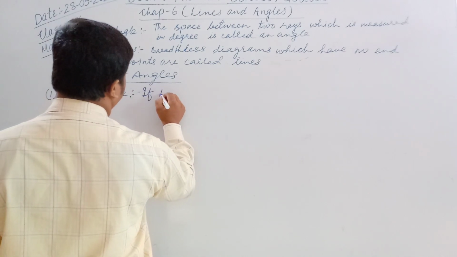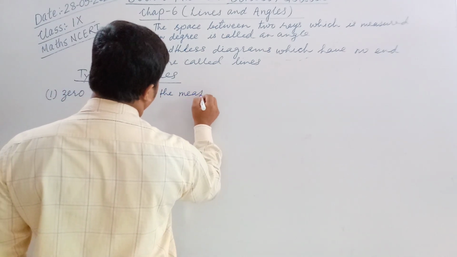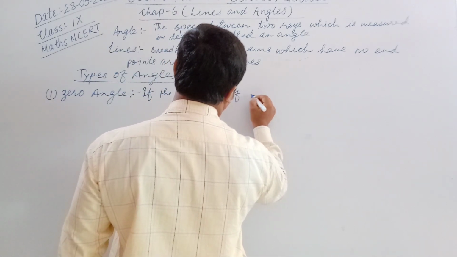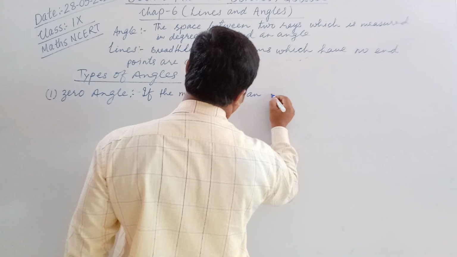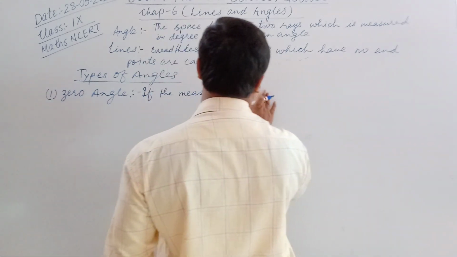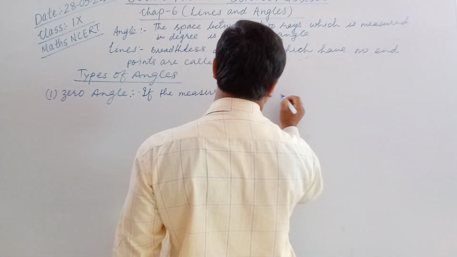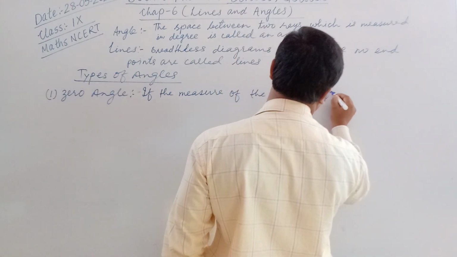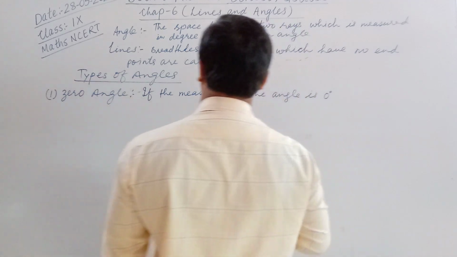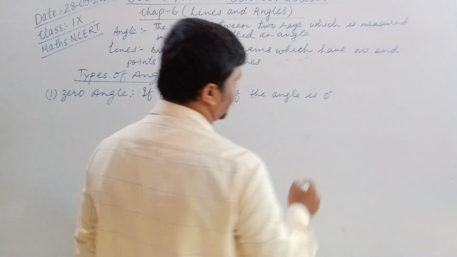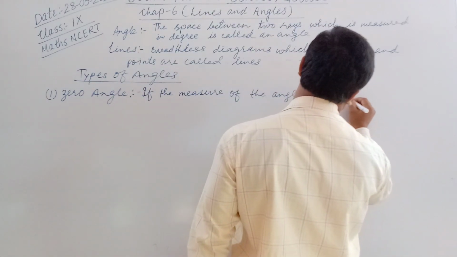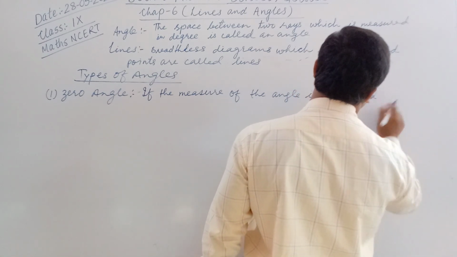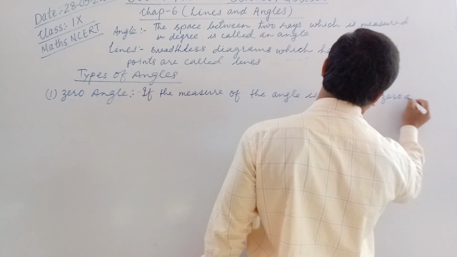If the measure of the angle is 0 degree, it is called a zero angle.